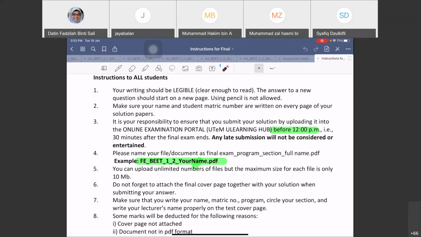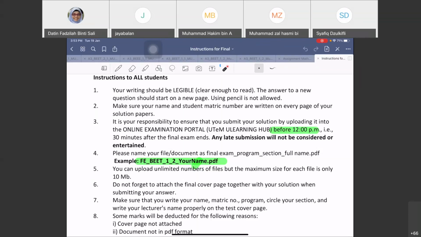And then you have to upload before 12 o'clock, because your exam is until 11:30. So you are given half an hour to upload. You must make sure you upload successfully before 12 o'clock. Even though you may see this as an additional 30 minutes, maybe some of you have not finished by 11:30, so you think of using that time to still write your answer. But bear in mind, you are not the only one that needs to upload into the system.